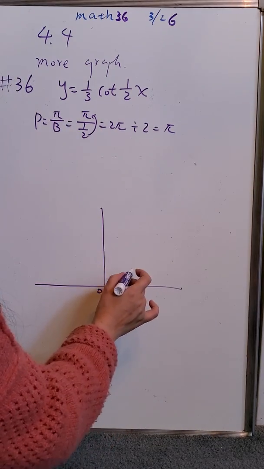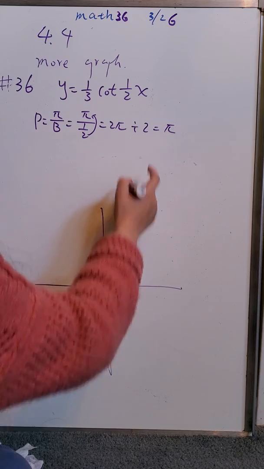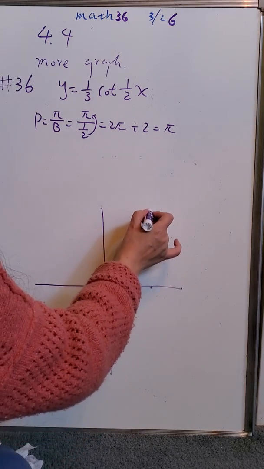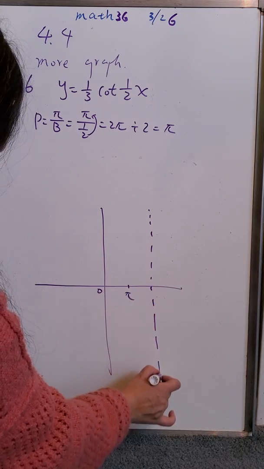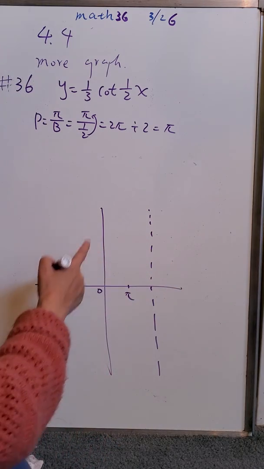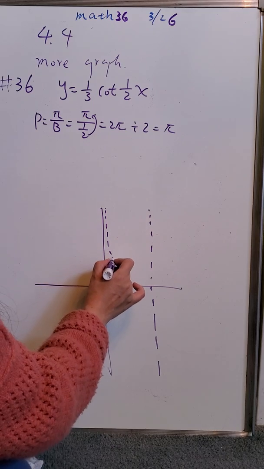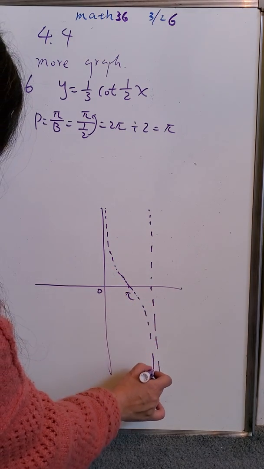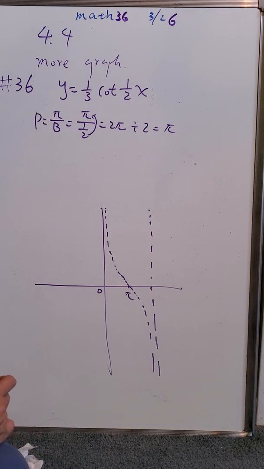So your 0 here, and your unit is a pi. So this is a pi, and another pi here is for your asymptote. And for the graph of cotangent, you flip it. Now before, you can see I use a broken line here. I'll tell you why I want to use a broken line here, because I need to use the 1/3.